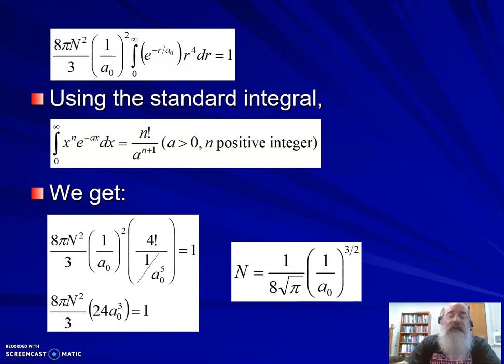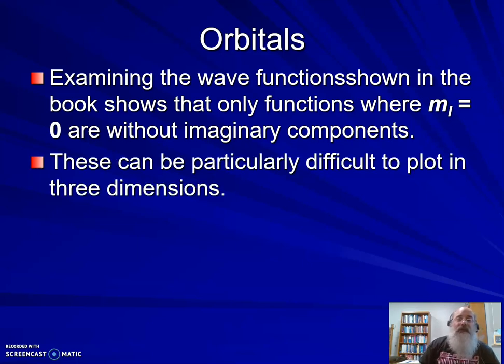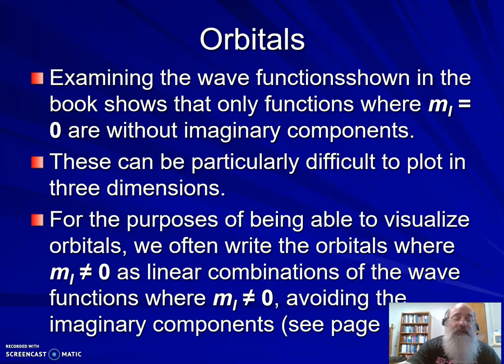Now if we go ahead and examine the wave functions that are shown in the textbook, only the functions that have m sub l equal to 0 don't have imaginary components. This was the same issue for spherical harmonics from rotational spectroscopy. So these can be particularly difficult to plot in 3 dimensions. So just like we did for the spherical harmonics, we can visualize them by writing them as linear combinations of those wave functions that cancel out the imaginary components.